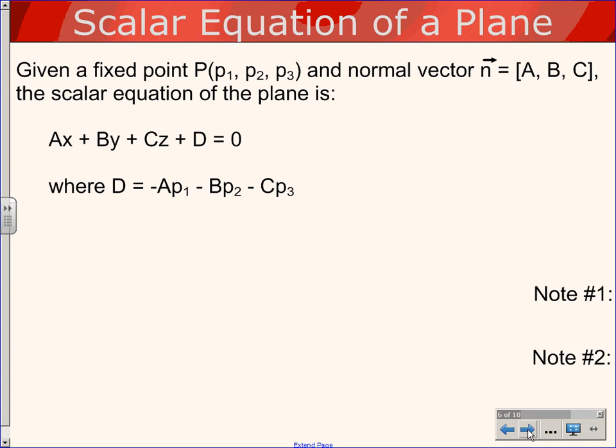So here's the official thing then. The scalar equation of a plane. It says given a fixed point p and a normal vector n, the scalar equation of the plane is just ax plus by plus cz plus d. So the a, b, and c are easy. That's just the normal vector. The way we get the value of d is by doing that little calculation there, the minus a times p1 minus b times p2 minus c times p3.